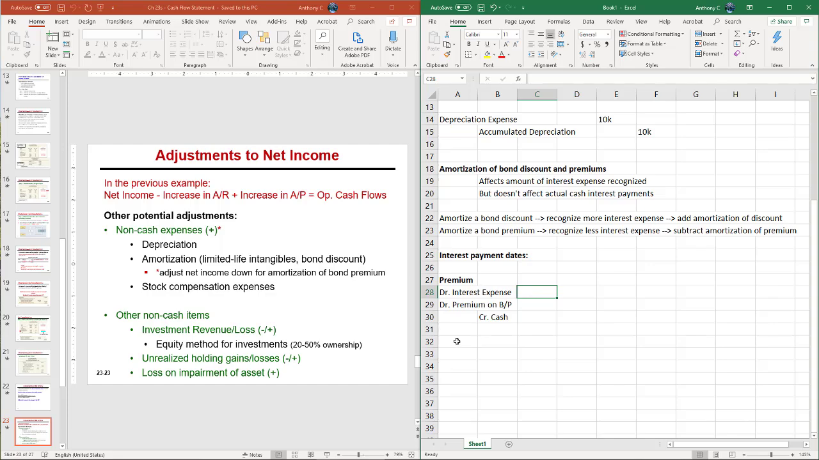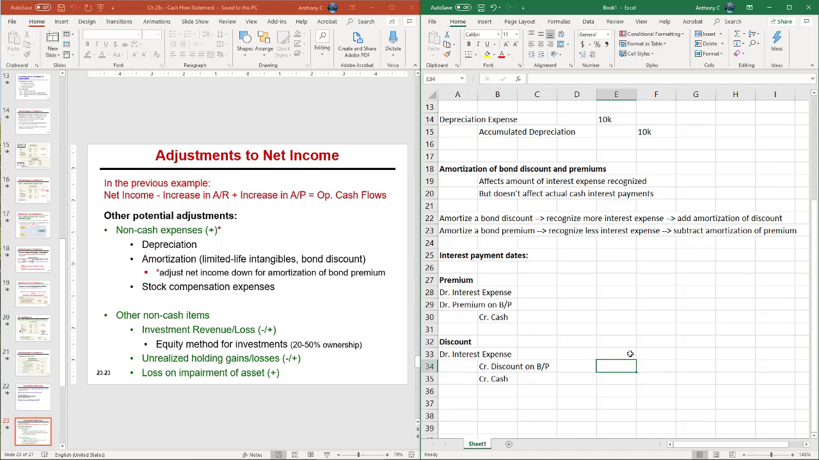If we look at the journal entry for discount on the interest payment dates, we again end up debiting interest expense, but then we end up crediting the discount on the bonds payable, and we end up crediting cash. Again, since we know debits must equal credits, that means our credit to cash here will be less than our interest expense. And so the difference between the two is the amount of the discount amortization. So we would have to add back the discount on the bonds payable to net income to adjust it to a cash basis.